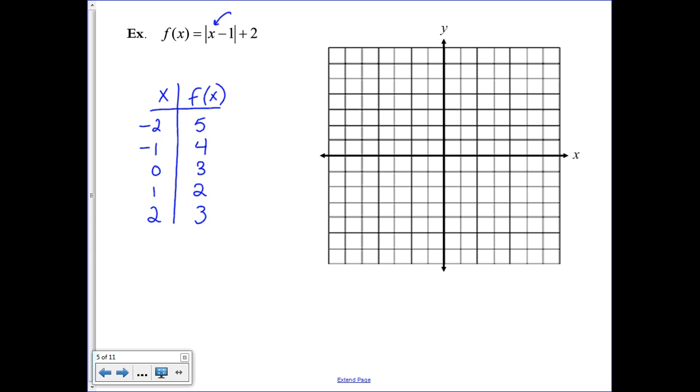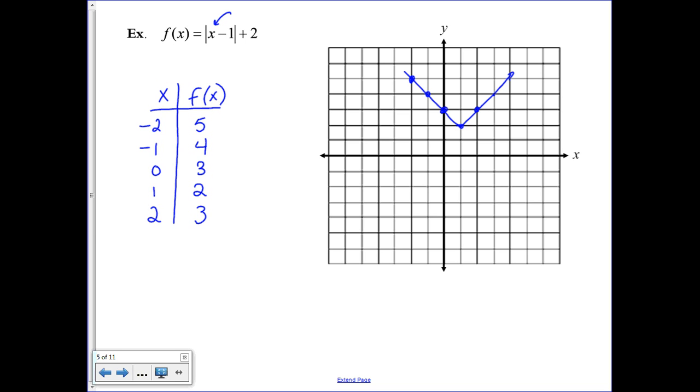So this time the graph is decreasing until it reaches 2 and then it starts increasing again. So if we plot these points, we have (-2, 5), (-1, 4), (0, 3), (1, 2), and then (2, 3) is where it turns around again. So if you continue this V, you imagine that it's going to keep rising here. So the V shape looks like this.